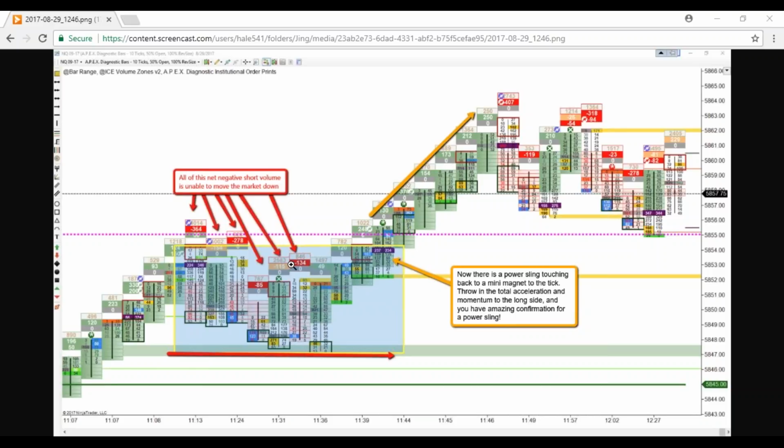And we don't even have on here the other levels, and we don't have VAD to show VAD increasing. We don't have any of that. Just order prints alone shows you everything you need right there. And that's a great trade. Okay? You see it? It's good stuff.